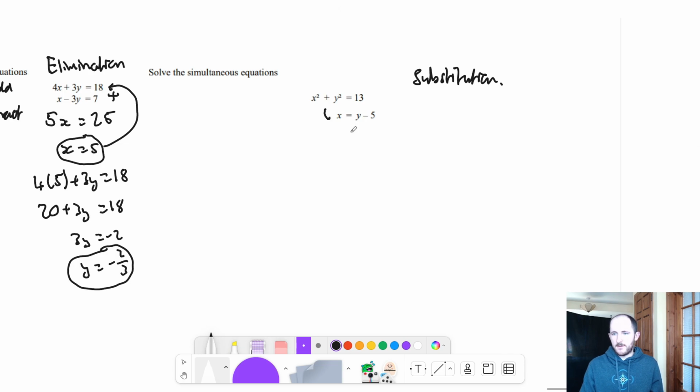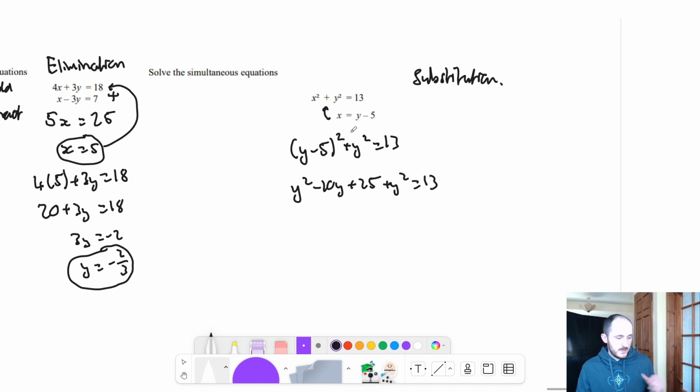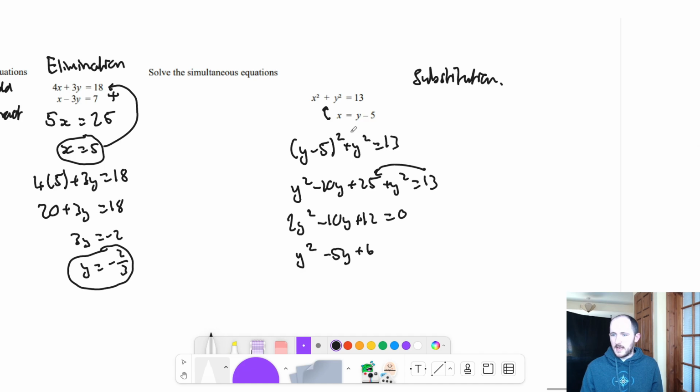So if I sub that into the first one, I have y minus 5 squared plus y squared equals 13. Expand the brackets, you would get y squared minus 10y plus 25 plus y squared equals 13. Again, I'm doing this slightly fast, it's meant to be for a revision video, right? So you can check off stuff. Add that together, we get 2y squared minus 10y. And I'm going to move the 13 over to this side, which will give me plus 12 equals 0. I'm going to divide everything by 2, which includes the other side. What's 0 divided by 2?